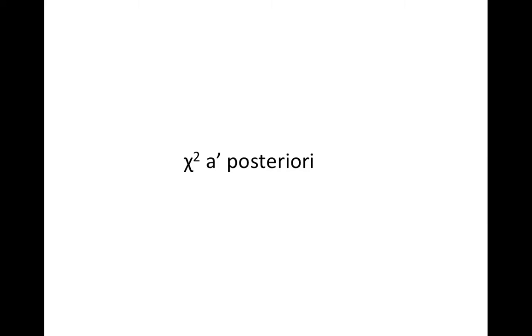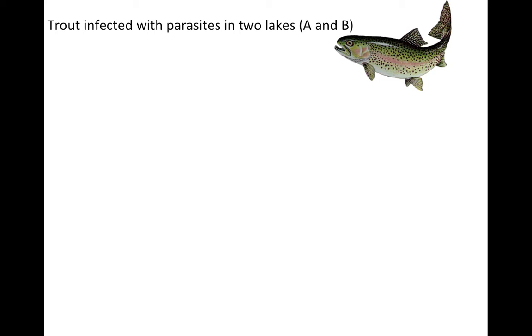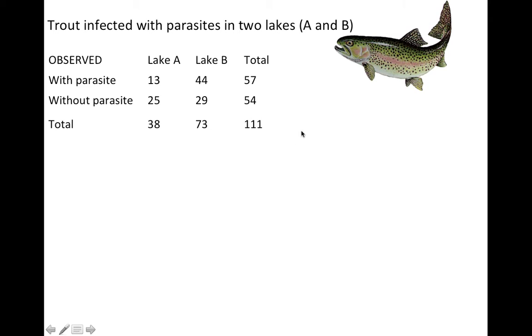Now we're going to go on to the second type of chi-square test, chi-square a posteriori. And here we will look at parasite infections in trout in 2 lakes. So imagine we capture a total of 111 fish. 38 in Lake A and 73 in Lake B. And we count how many fish are infected with the parasite. In total, 57 fish are infected and 54 are not.